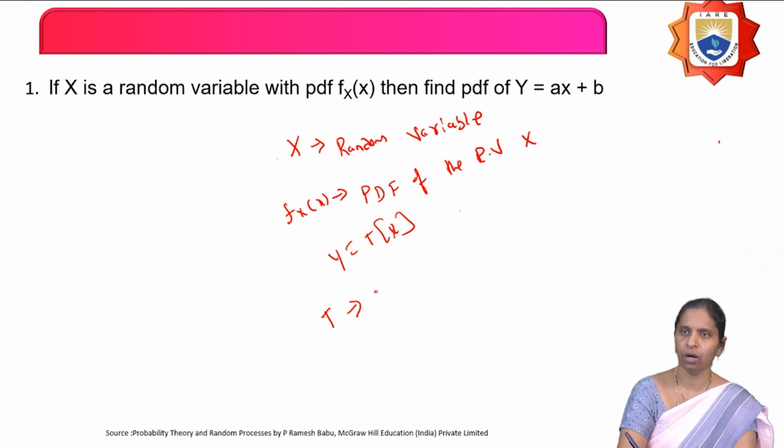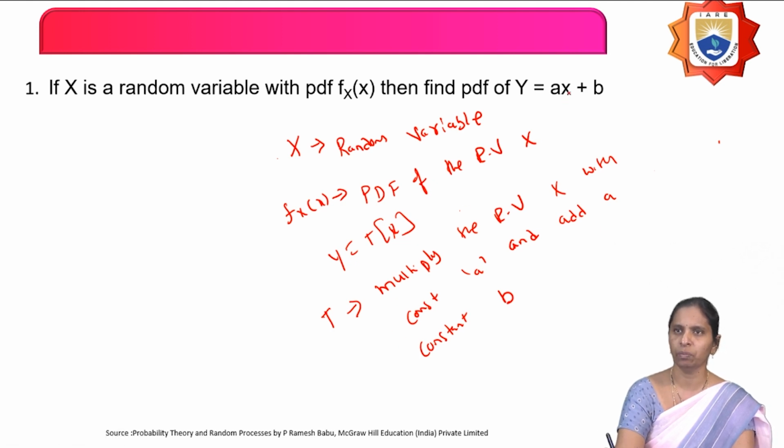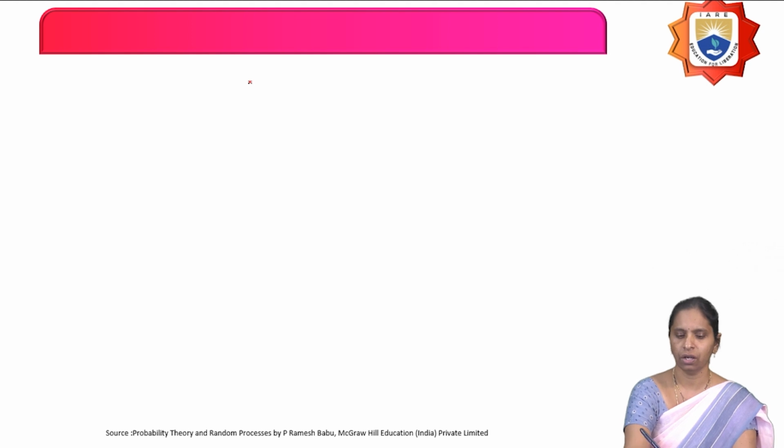The operation is to multiply the given random variable x with a constant a, so you get a into x. After that, you have to add a constant b to the resultant signal. Therefore, the transformation here is to multiply the given random variable with a constant a and then add a constant b, so that you get a new random variable y. Now you have to observe what type of transformation it is, either monotonic or non-monotonic.